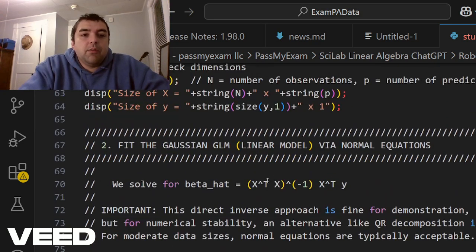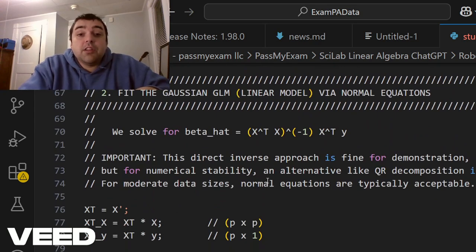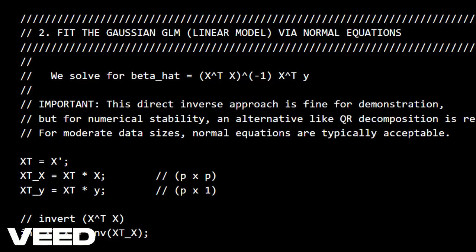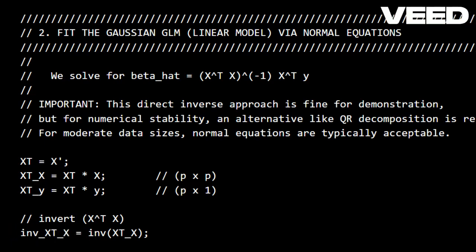So you first have to fit a Gaussian GLM via normal equations. You solve for beta hat, which is x transpose times x, to the inverse, times x transpose y. This direct inverse approach is fine for demonstration, but for numerical stability, alternatives like QR decomposition are recommended. For moderate data sizes, normal equations are typically acceptable.